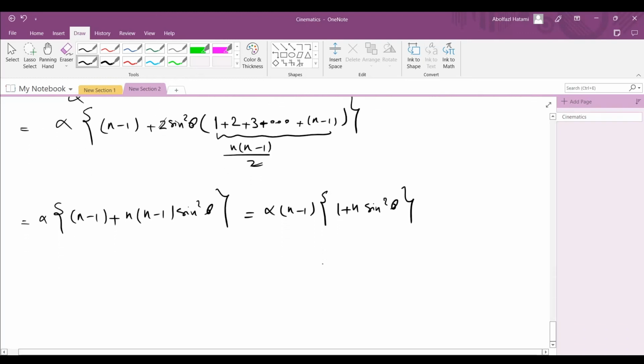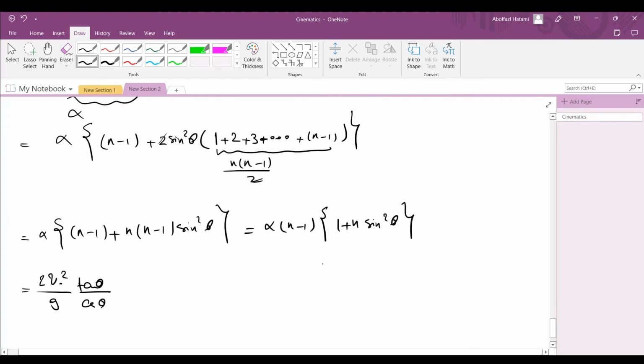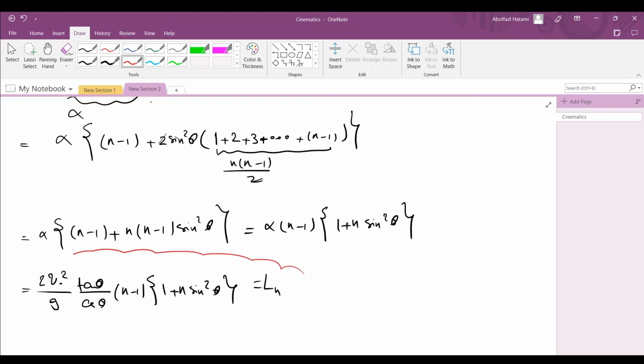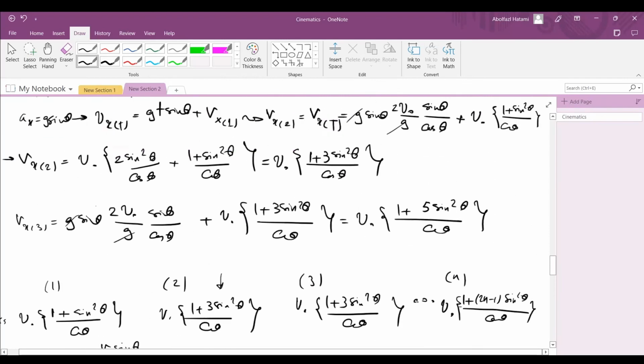And let me substitute alpha here. It is just 2 v0 squared divided by g, tangent of theta divided by cosine of theta, times n minus 1 times 1 plus n sine squared of theta. And this is Ln, I called it Ln. Actually, this is part E of the question, and just a little question following part E.